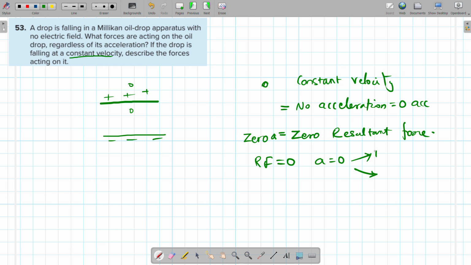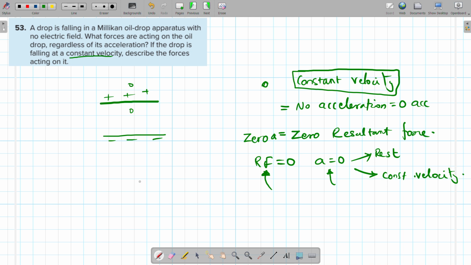A resting object will be at rest, and a moving object will be moving at a constant speed or constant velocity. So here they are mentioning this constant velocity, which means the acceleration must be zero, which means the resultant force must be zero. So how can a resultant force be zero?